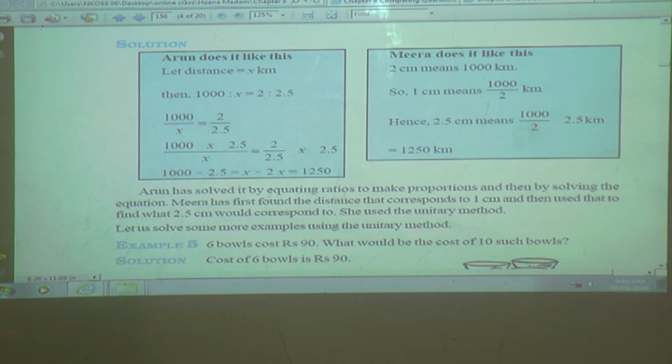So Arun has solved it by equating the ratios to make proportions, and then by solving an equation. Meera has first found the distance that corresponds to 1 centimeter, and then used that to find what 2.5 centimeter would correspond to. She used the unitary method. Both the answers are the same, so you can use any one of the methods which is easy for you.